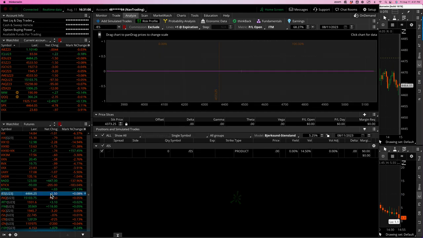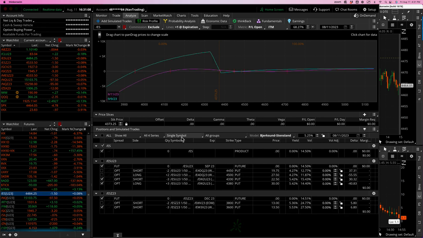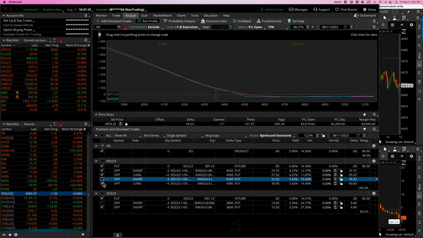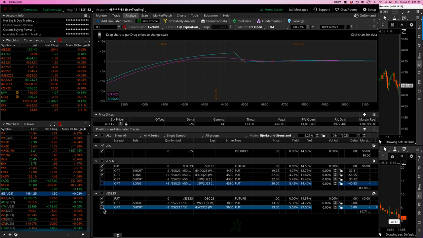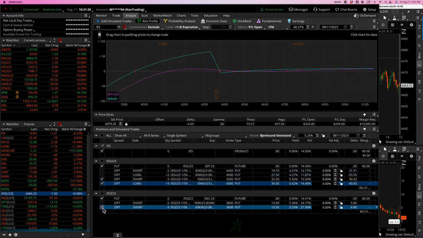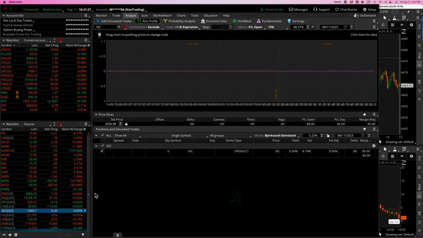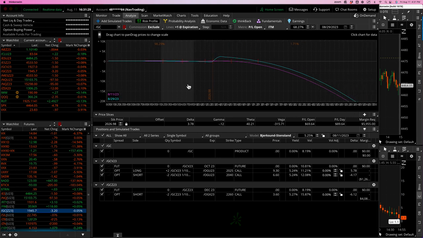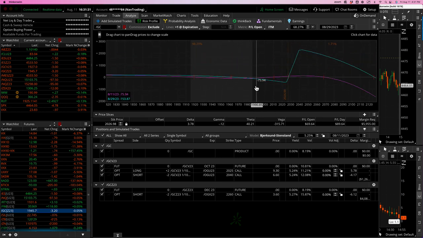ES, we've got a hedgehog that's rocking. The hogs are oinking. This one here is up $800 or $900. We've got another one that we just put on this week, and there's nothing going on with that one yet. GC, we've got a reverse hedgehog. Price is hanging out right here, so not much going on with that one yet.